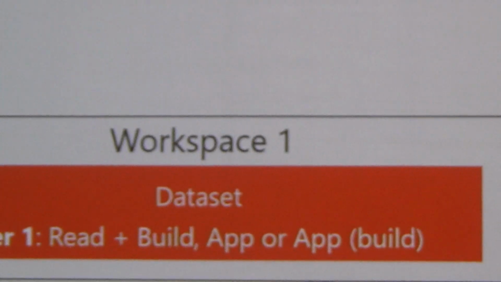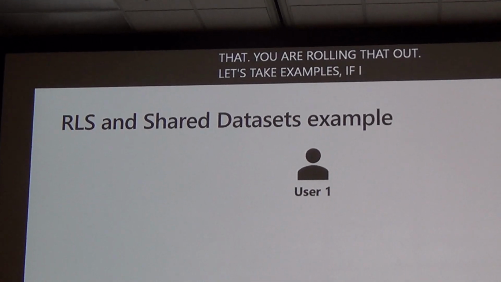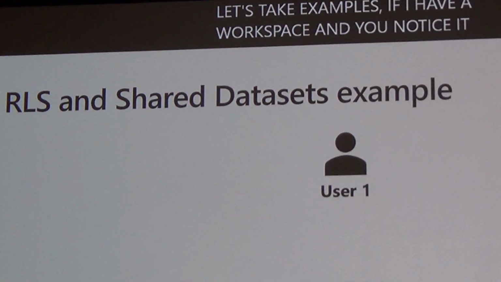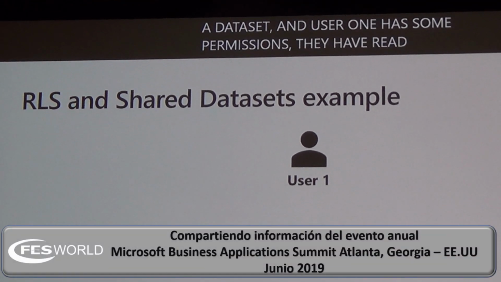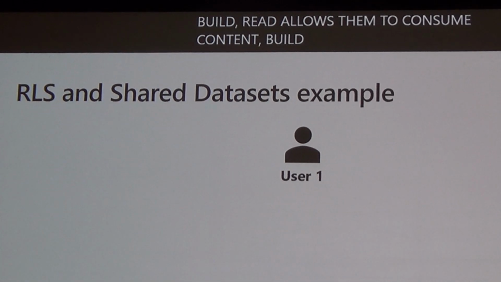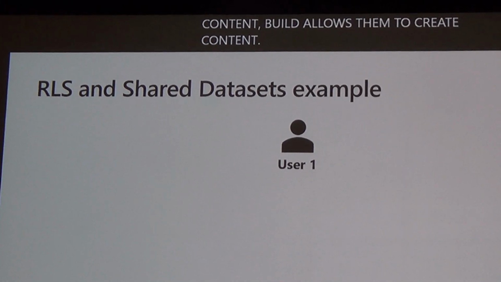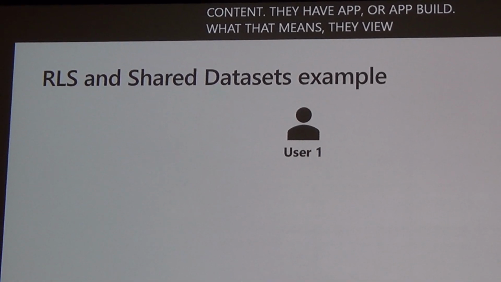So let's take a couple of examples just to iron out the point. If I have a workspace, and you'll notice that it has a data set, and user one has some permissions. They have read and build. Read allows them to consume content. Build allows them to create content on that data set. Or they have app or app build. And what that means is they can view the content through an app, or they can build because they got it through the app permissions.